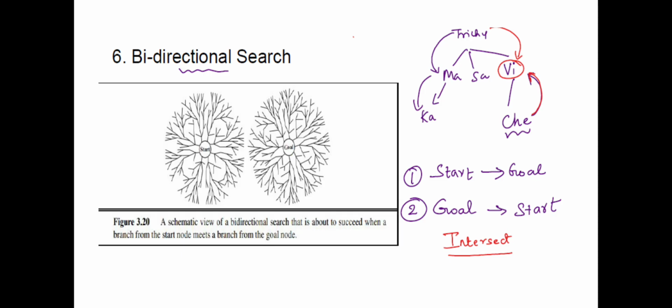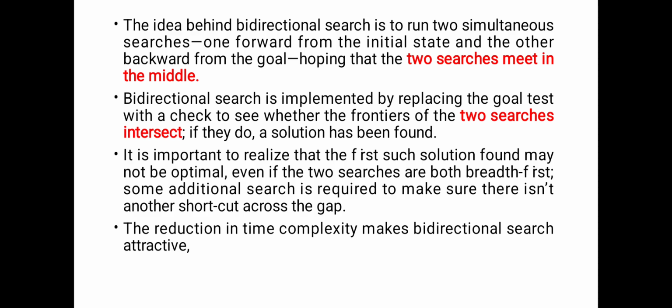And the last category is bidirectional search, where two modes of searching are carried out, one from the start node and another from the goal node. The idea behind bidirectional search is to run two simultaneous searches, one forward from the initial state and the other backward from the goal, hoping the two searches meet in the middle.